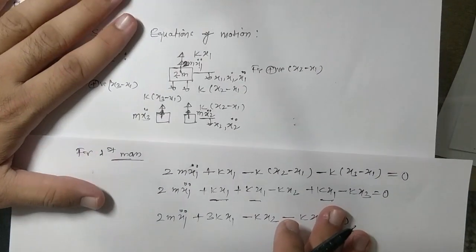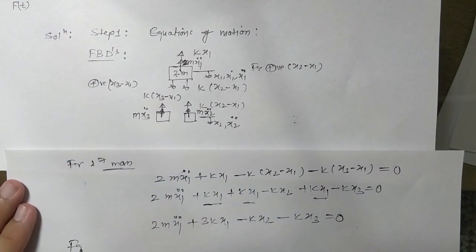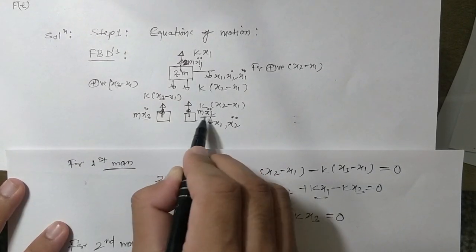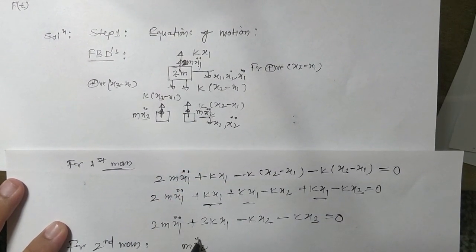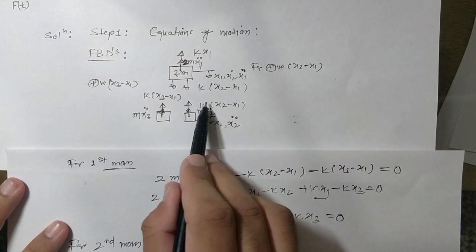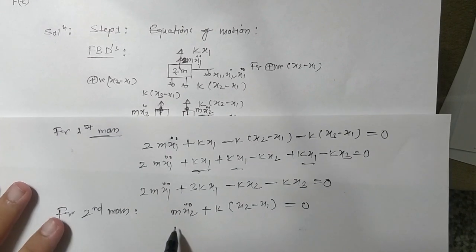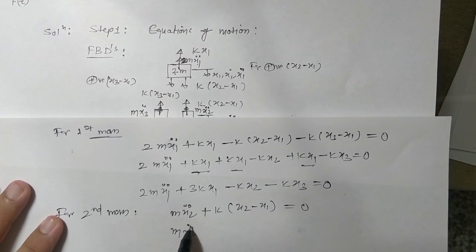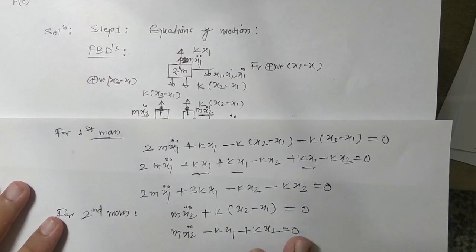Similarly for the second mass. For the second mass, this is m x2 double dot in the upward direction. So we'll write m x2 double dot, and only two forces are acting on this mass. The second force is k times (x2 minus x1), equal to 0, or we can rewrite this equation in the form m x2 double dot minus k x1 plus k x2 is equal to 0.